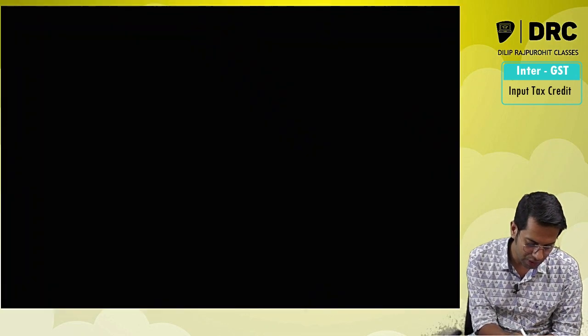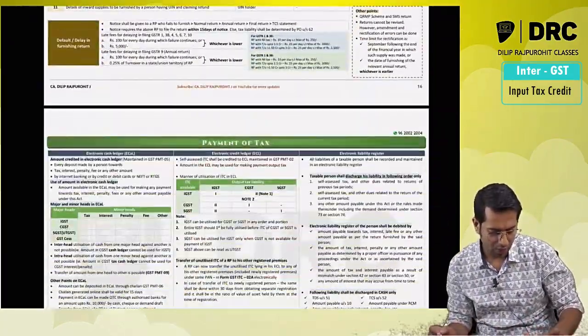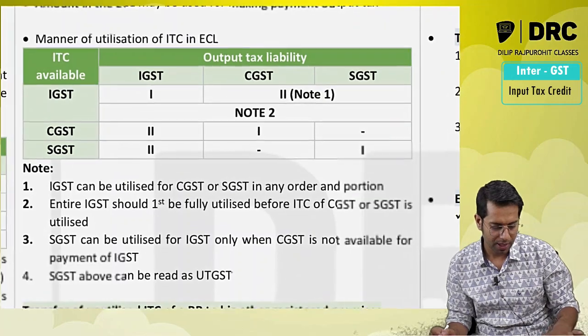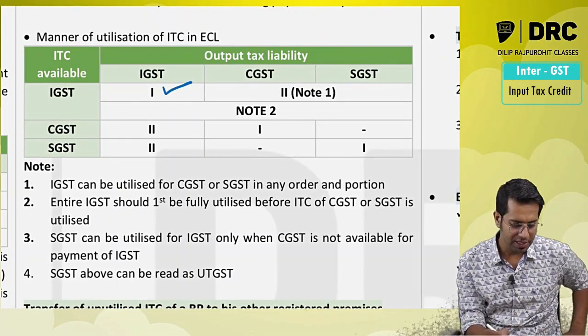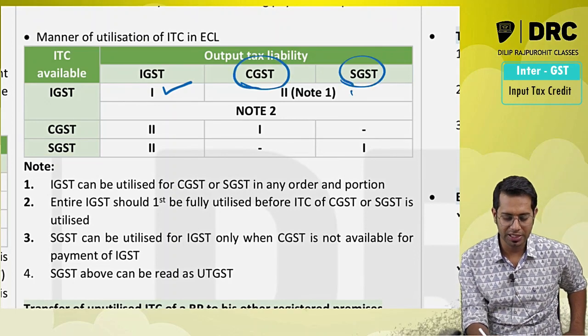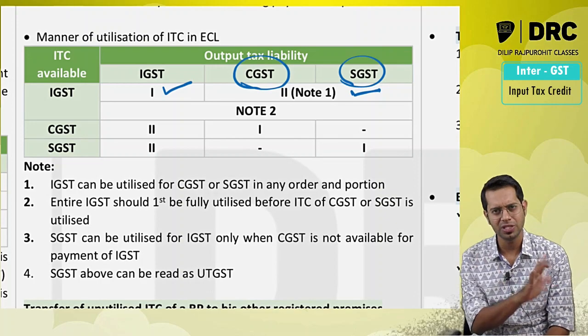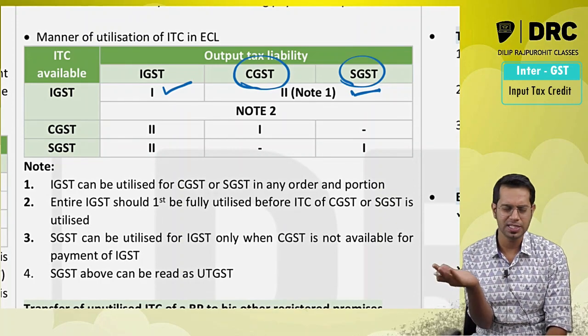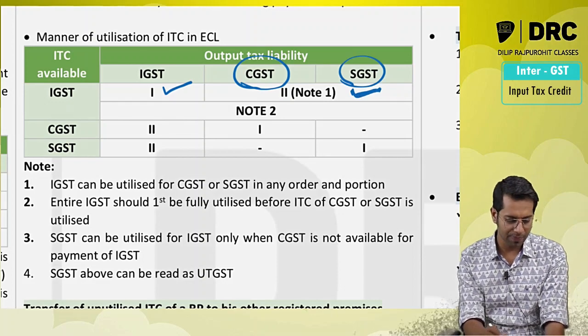No, sir, please quickly revise. Let us quickly revise the manner of utilization of input tax credit. If you have IGST credit, use it first for making the payment of IGST, then use it for CGST or SGST in any proportion. Your wish, either for CGST or SGST, or equally for both.